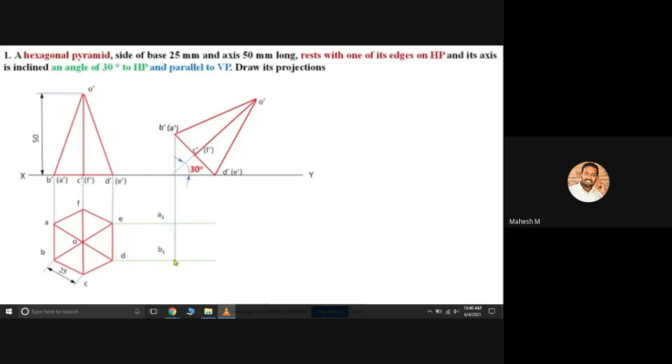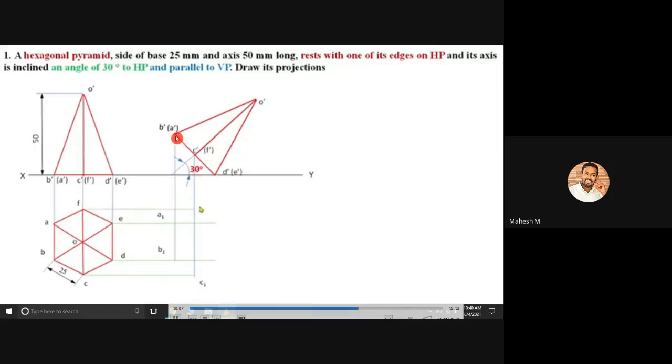After connecting that, please remember one thing. If you are looking from your top view position, this one is our base. This base is not fully visible. Only half of the surface is visible and the remaining half is not visible. That means you have to look at your previous diagram.